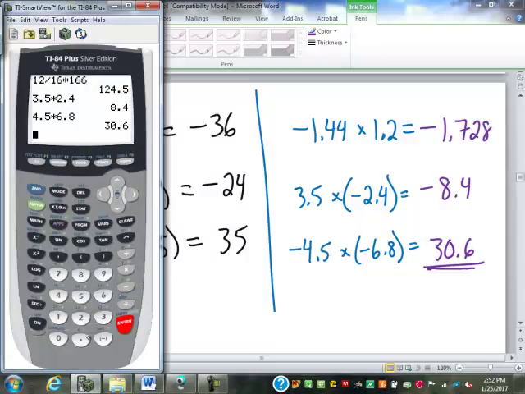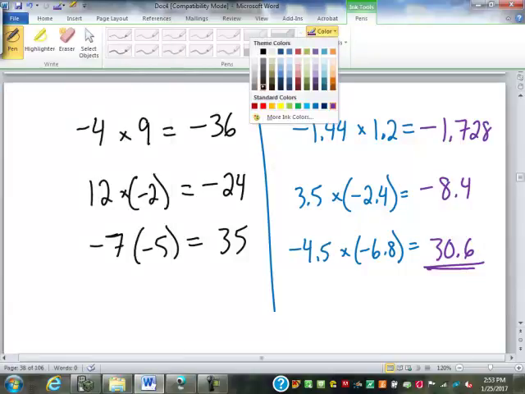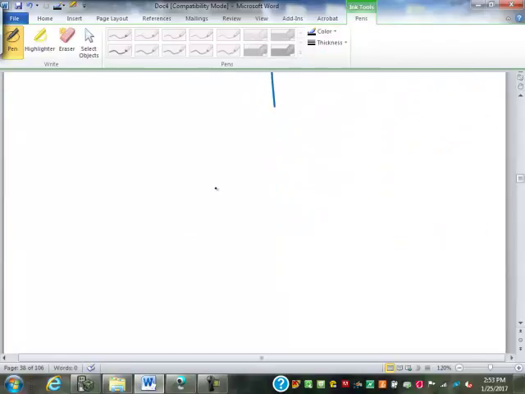Now, most of you hopefully have figured out how to use the negative key. If your calculator is like mine, you've got this negative key down here. It's the minus in parentheses that you use for negatives. Instead, you don't use the subtraction key for most calculators. So I could enter a negative 4.5 times negative 6.8. It does give us the positive 30.6. Now, my calculator doesn't do fractions well, but most of yours will.